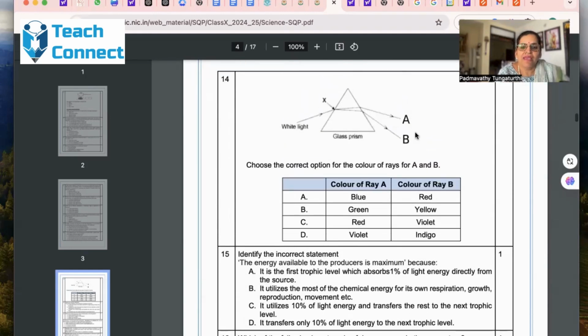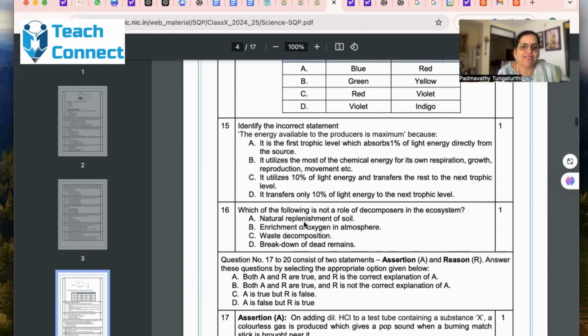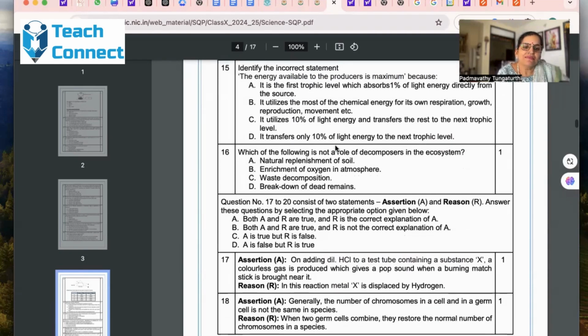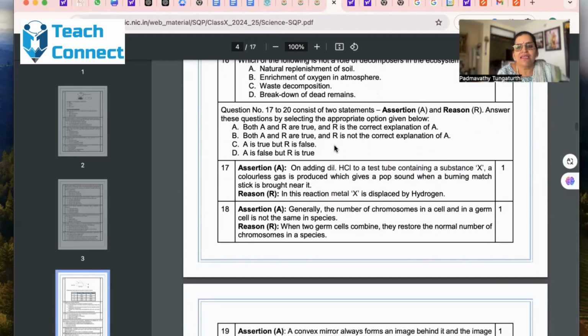You have A and B. B is violet color and A is red color. Therefore, C is the right answer. Then question numbers 15 and 16 are biology questions.